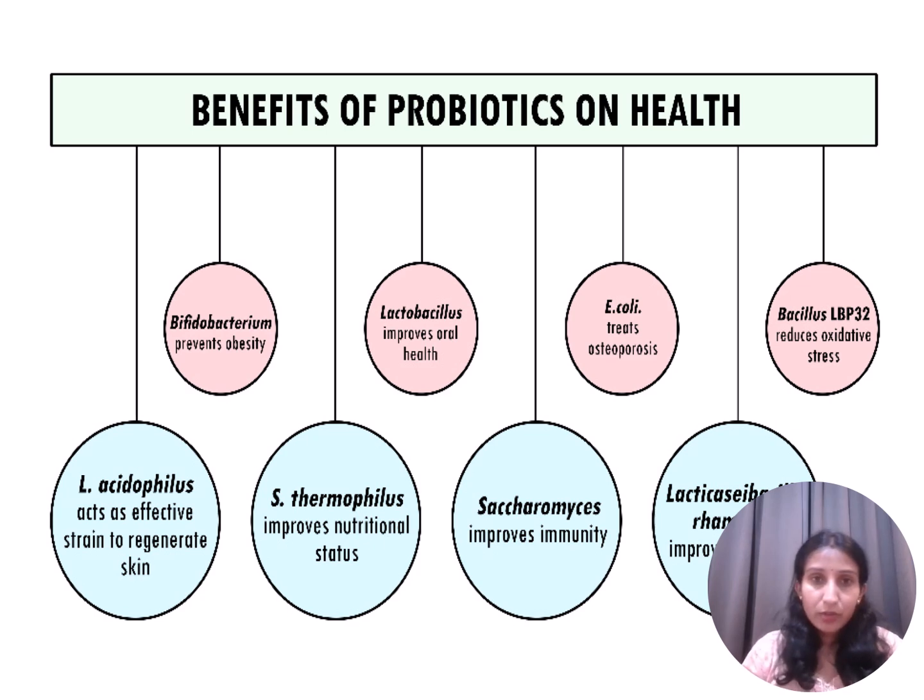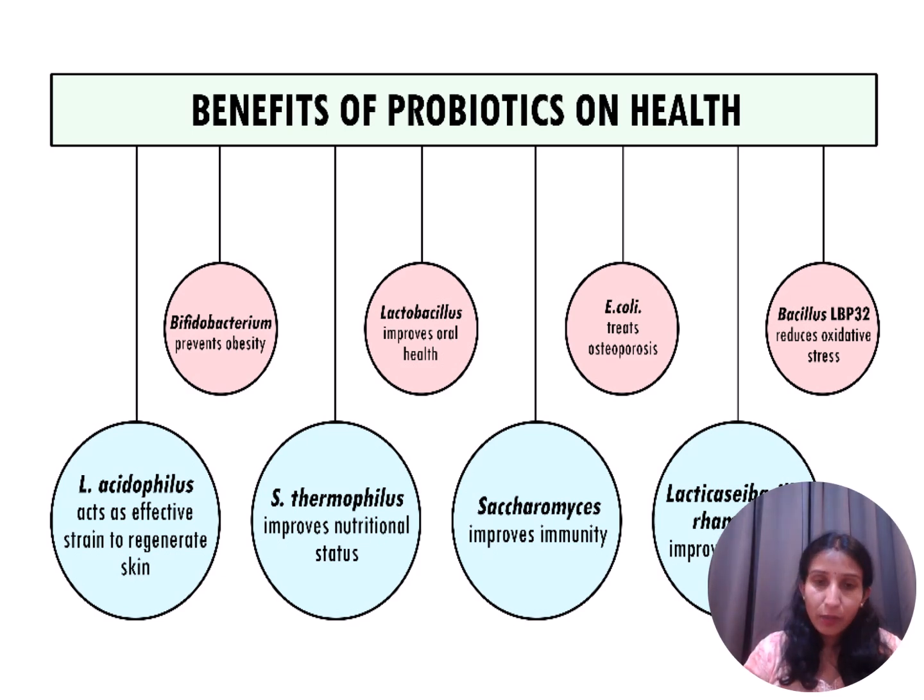One such example could be the Bifidobacterium genera. They help to prevent obesity, as they are reported to influence metabolism and fat storage. The exact mechanism by which these probiotic microorganisms offer specific health benefits, we will be discussing in the coming lecture videos. The next example could be the Lactobacillus genera. They are reported to improve oral health by reducing harmful bacteria and promoting beneficial ones in the oral cavity.